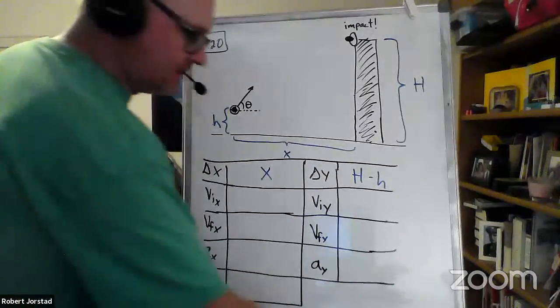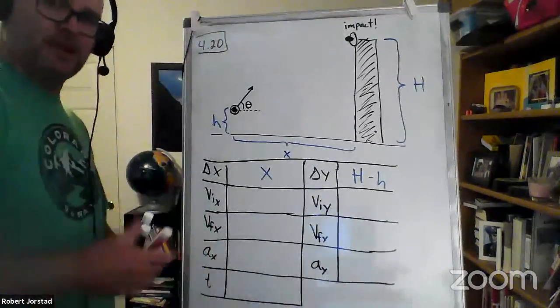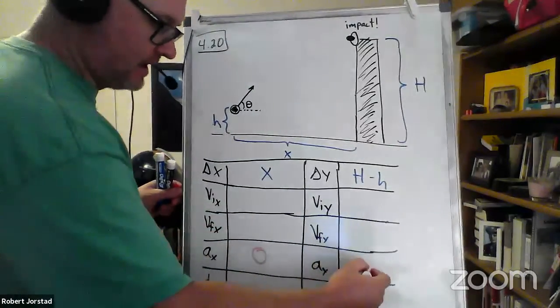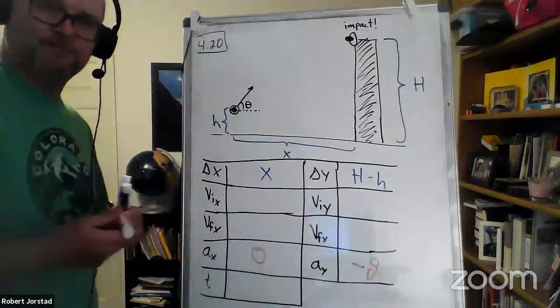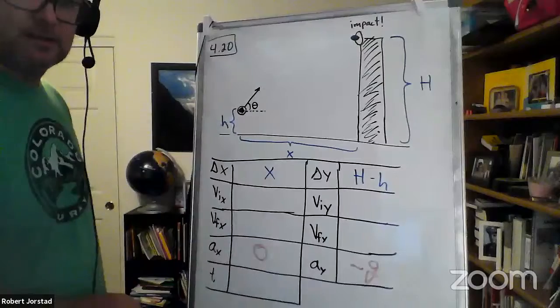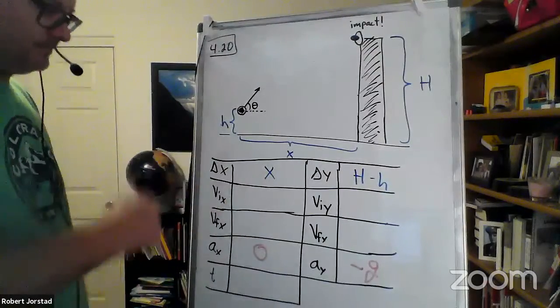So acceleration in the x is 0, and in the y is negative g. You're assuming this is a standard projectile problem. Excellent. Unless otherwise specified, we assume this is true and this is true. Good. Sorry, that glare is just kind of annoying there. All right. We don't know speed, but we can assume that Vix is V cosine theta.